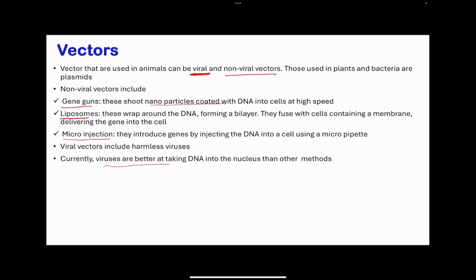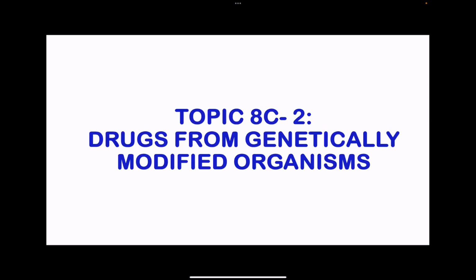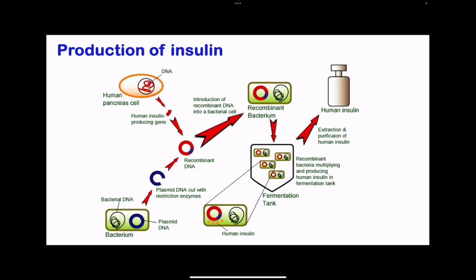So we can find out that since these molecules are missing, it's because that gene was responsible for the production of those specific molecules. Next, topic 8C2, drugs from genetically modified organisms.